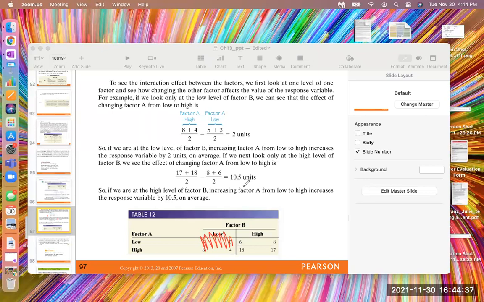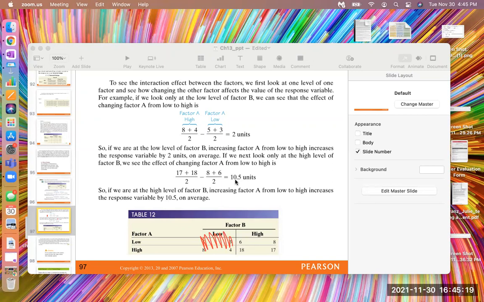So that means that really, to me, when we had a low level of B, factor A was not really working. It only went up by 2 units. But when we are at a high level of B, then A does really work because the difference between A high and A low is really big when we're at a high level of B. So to me, A is only working if B is at a high level. And so that means we have interaction going on between these two variables.